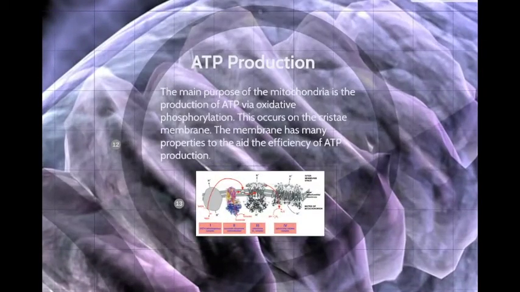ATP production. The main purpose of the mitochondria is the production of ATP via oxidative phosphorylation. This occurs in the cristae membranes as the chemiosmotic gradient builds due to proton pumping. The membrane has many properties such as impermeability, large surface area, and high protein content to aid ATP production through ATP synthase.